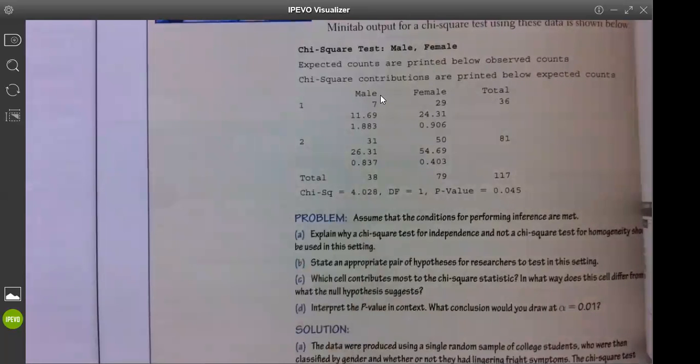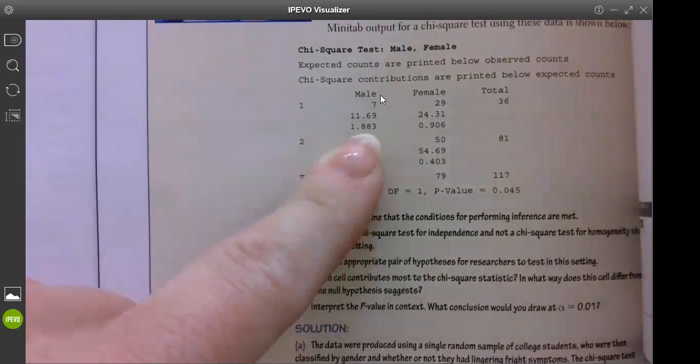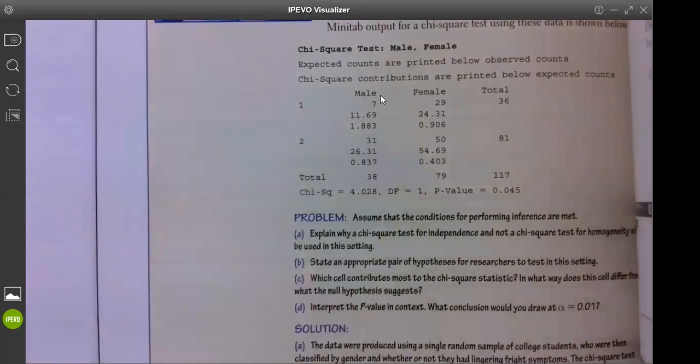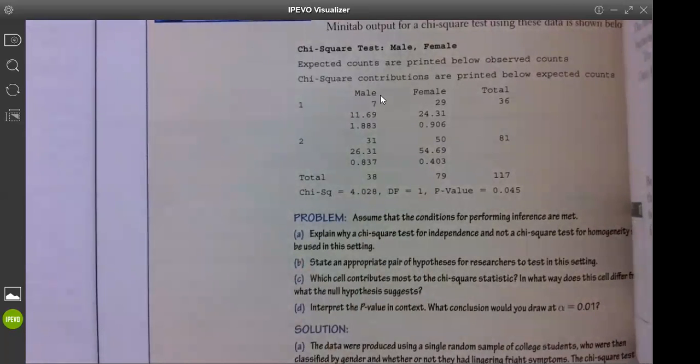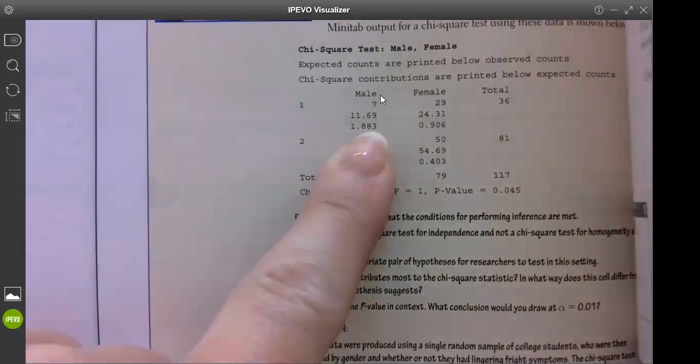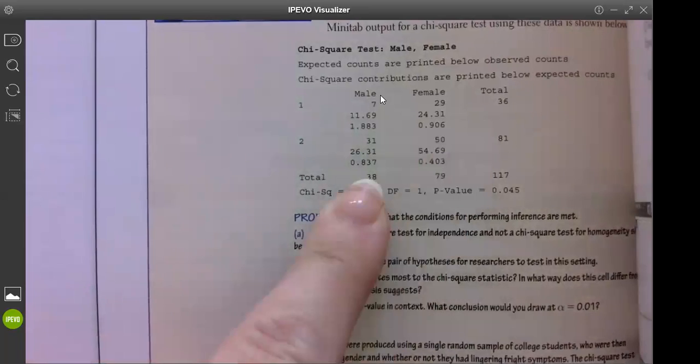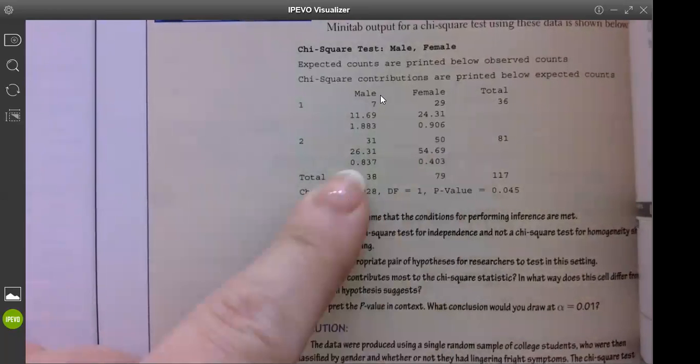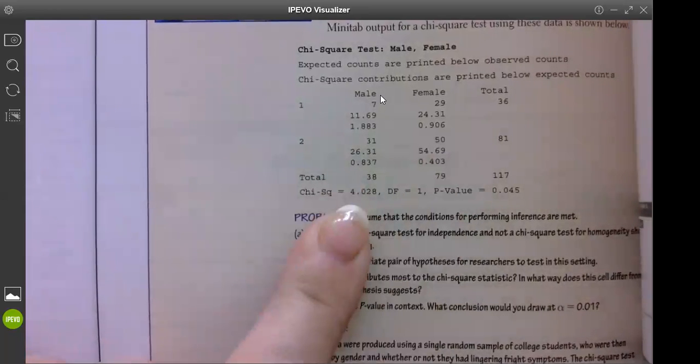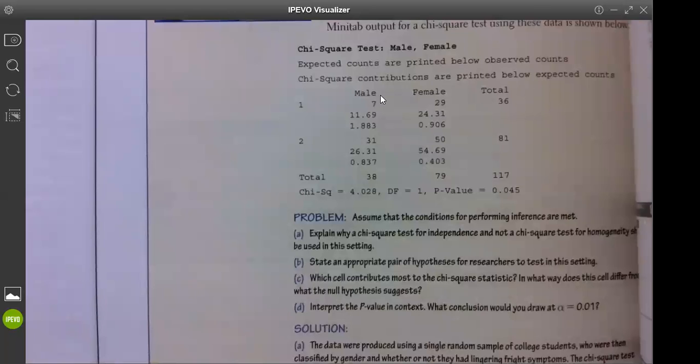Okay, so when it's talking about what cell contributes most to the chi-square, you're looking for the one that gives that value the most. You know how you do the sum of the first one plus the sum of the second one, whatever, like find that observed minus expected squared over the expected. That's what that number is. Then you add it to this one, then you add it to this one, then you add it to this one to get the 4.028. So that's what you're seeing: observed minus expected squared over the expected.